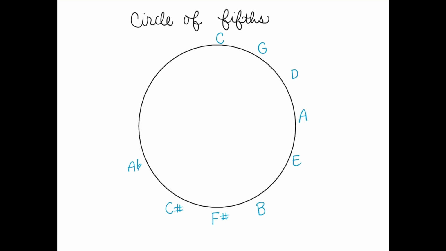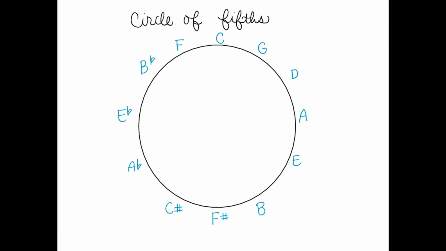Now, 5 steps up from A flat is going to be E flat. And 5 steps up from E flat will be B flat. And then 5 steps up from B flat is going to be F. So this falls at the 11 o'clock spot, and then 5 steps up from F is C. And then you begin this circle again. So these are all of the 12 keys. C, G, D, A, E, B, F sharp, C sharp, A flat, E flat, B flat, and F.